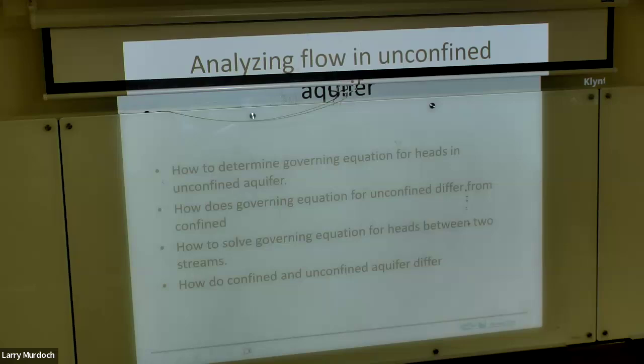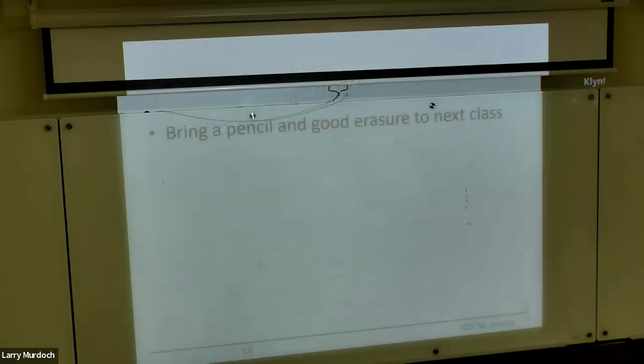So it turns out we can fairly easily, within the same framework of what we've been doing. So what I want to show you is how to analyze the hydraulic heads in an unconfined aquifer. We'll get the governing equation and solve it using this same approach that we've been using. Okay, so here's a reminder.